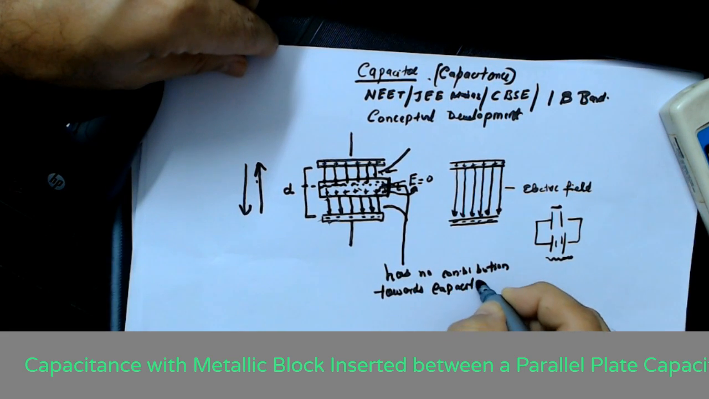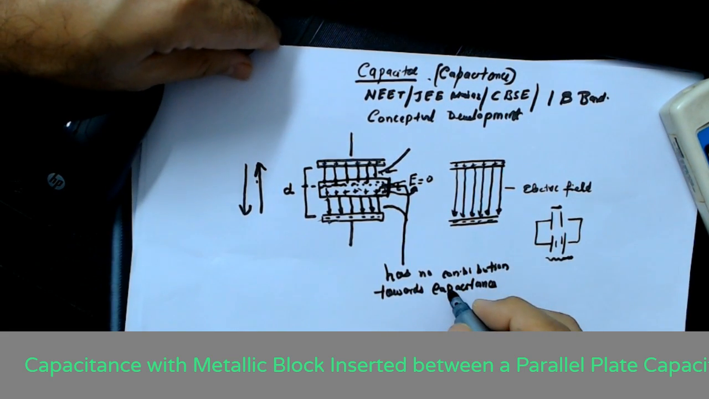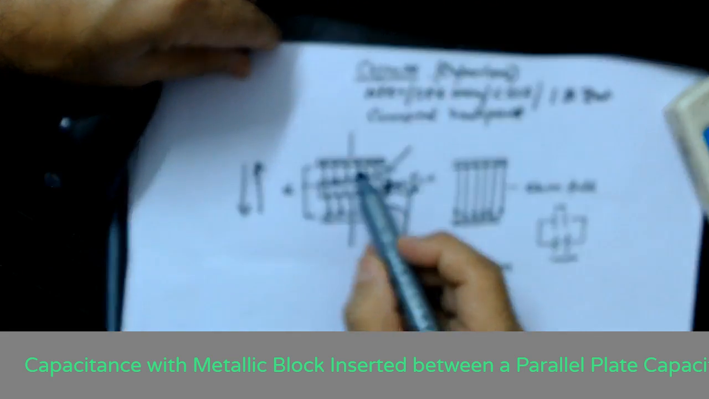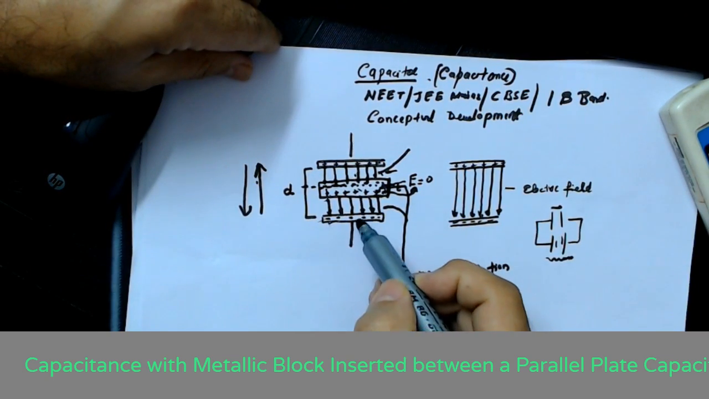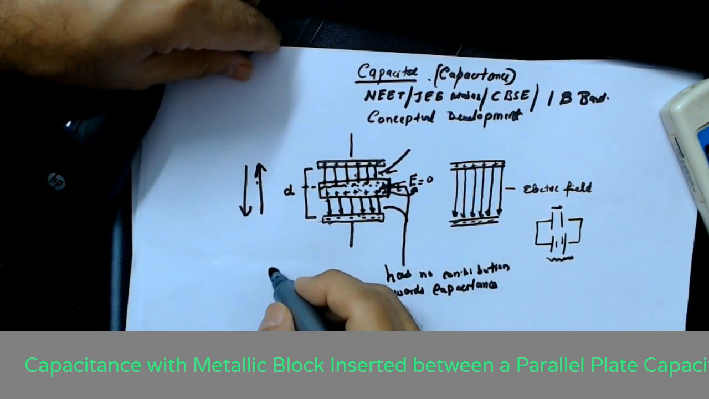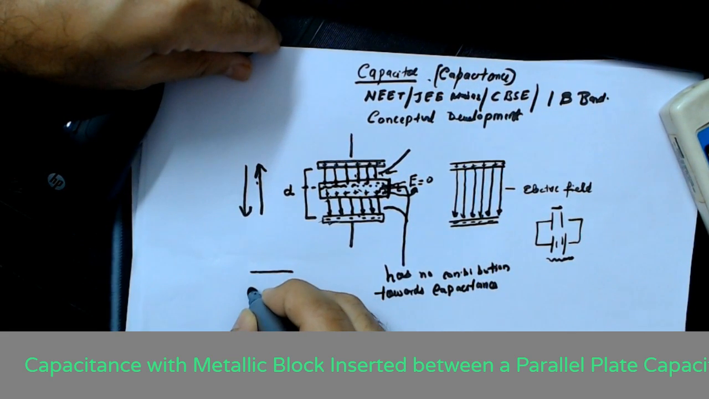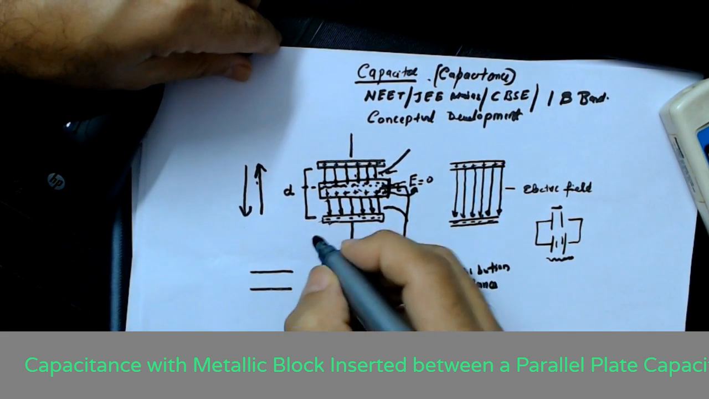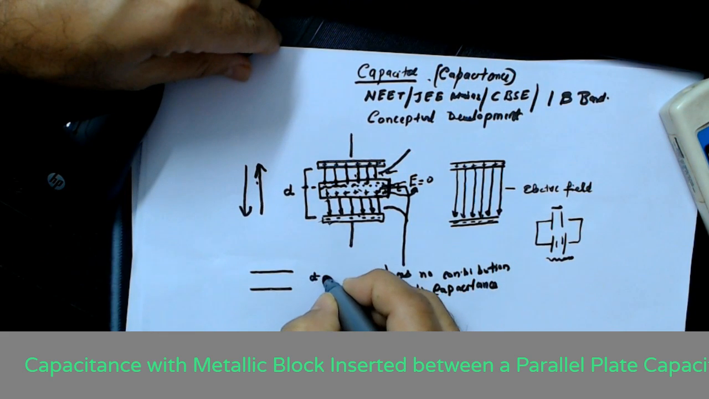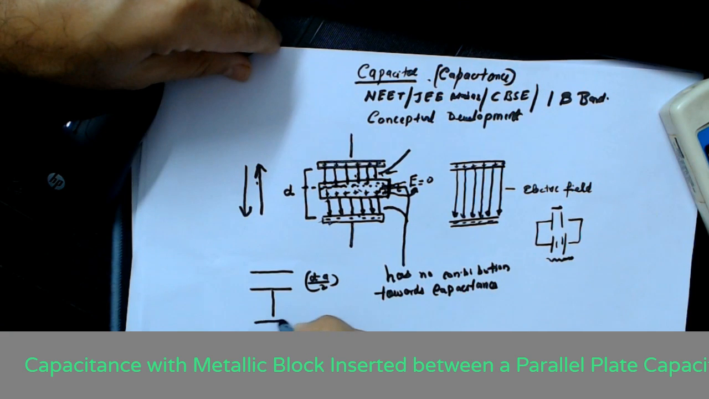It does not store any energy. Whatever is getting stored is here and here. So if you were to look at the system, it will appear like two capacitors: one capacitor with distance D minus A by 2, and the second capacitor, which is also D minus A by 2.